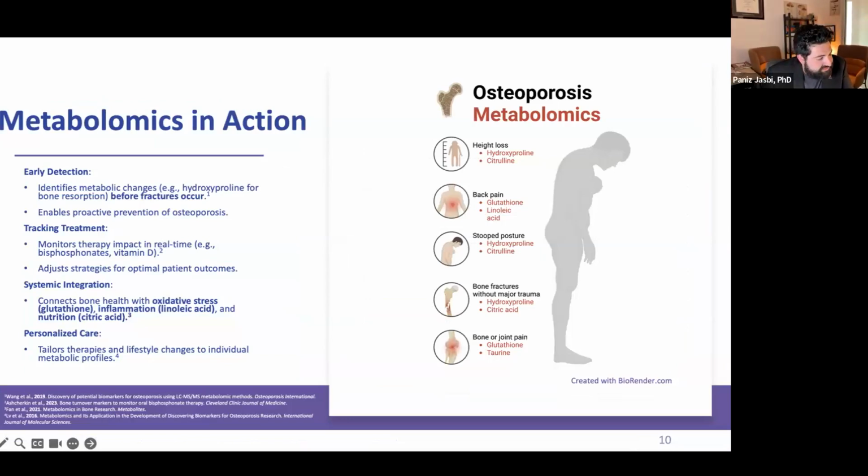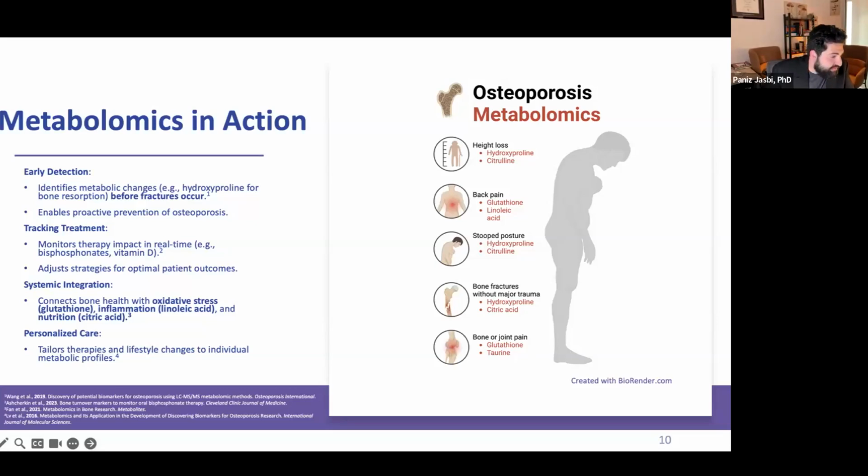Our goal is to identify subtle metabolic changes in collagen turnover and bone mineralization. Our goal is to detect bone health deterioration before structural damage or fractures occur. And really our aim is to enable proactive intervention by you, the physicians, to prevent bone-related conditions like osteoporosis. So for instance, elevated hydroxyproline levels indicate increased bone resorption. And then we also want you to track treatment efficacy, so you can monitor real-time changes in metabolic markers during the therapy.